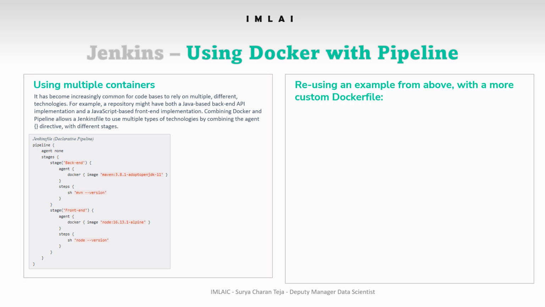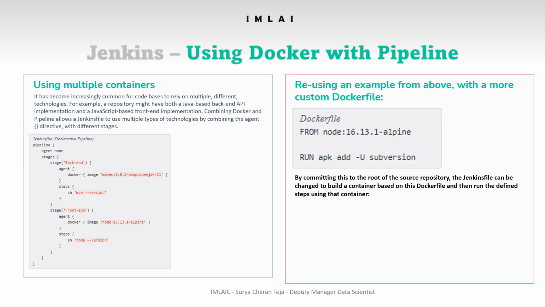Then let's close this Docker using Jenkins pipeline. We'll wrap up this section with this final example, reusing an example from above with a more custom Dockerfile. You can write your own Dockerfile, which we are going to do in our mega project. You can mention that information here and rerun that.